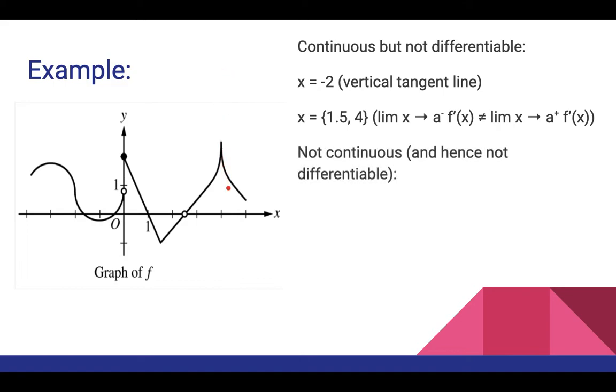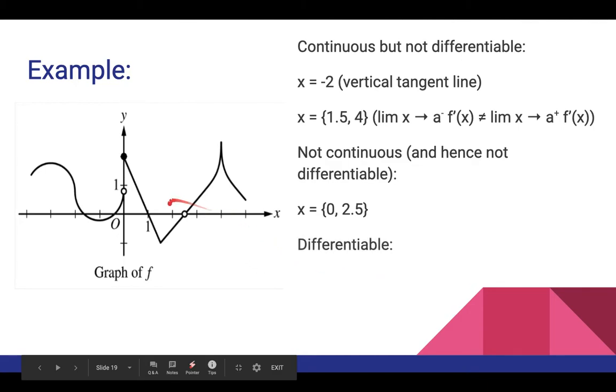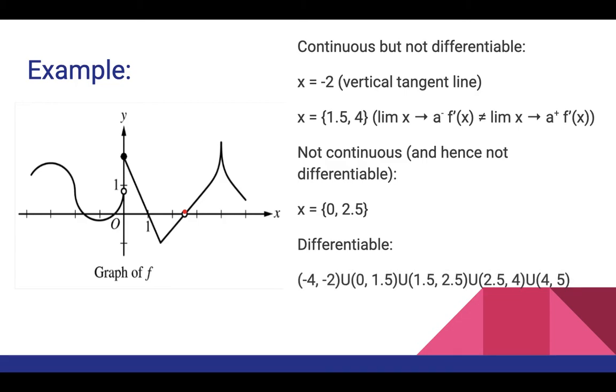We're not continuous and hence not differentiable at x equals 0. We have a jump discontinuity. And x equals 2.5 because we have a removable discontinuity here. We're differentiable at all points in between, which is just this interval right here, which is kind of complicated to state, so I'll let y'all figure it out.